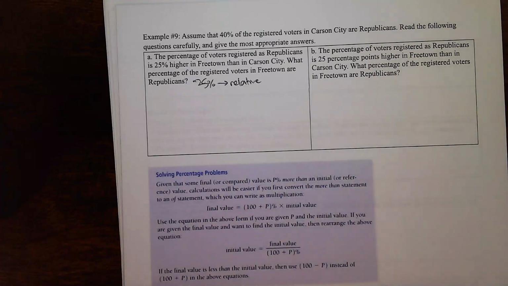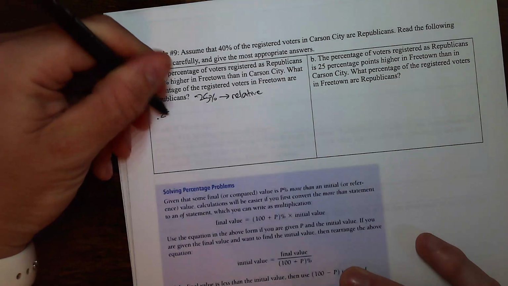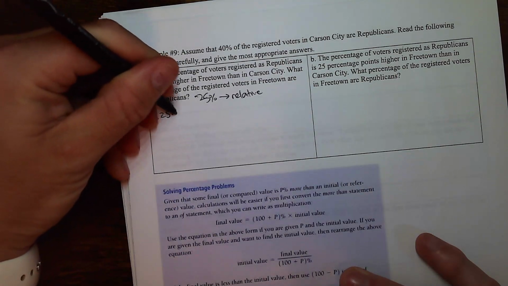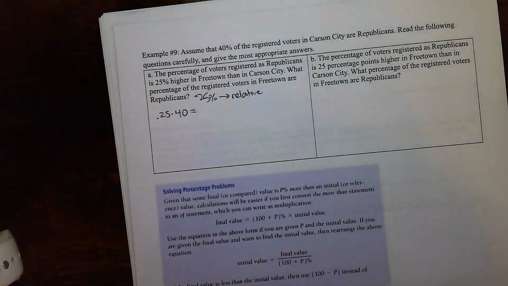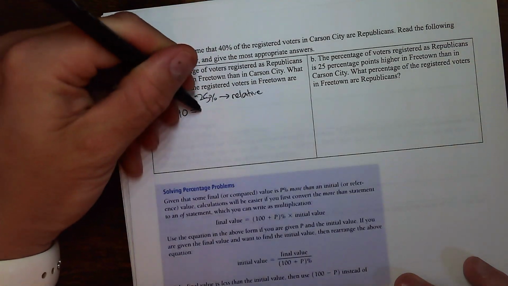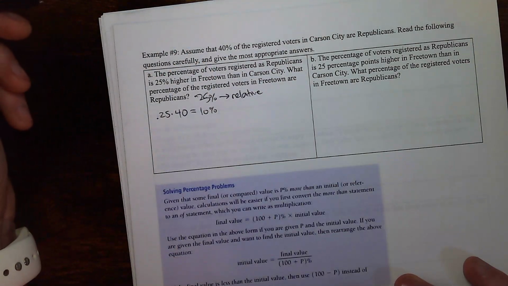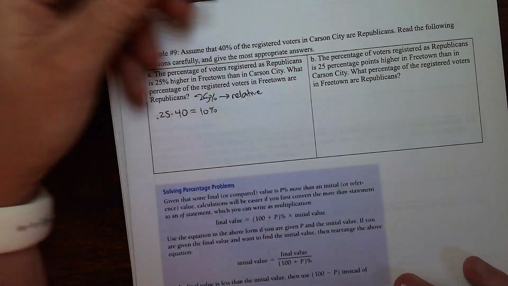And so what we want to do is find what is 25% of 40. So relative, we want to convert that to a decimal. 25% of means multiply of 40 to find out what that actually is as a percent. And that would be 0.10 or 10%. So it's really truly a 10% increase in absolute.